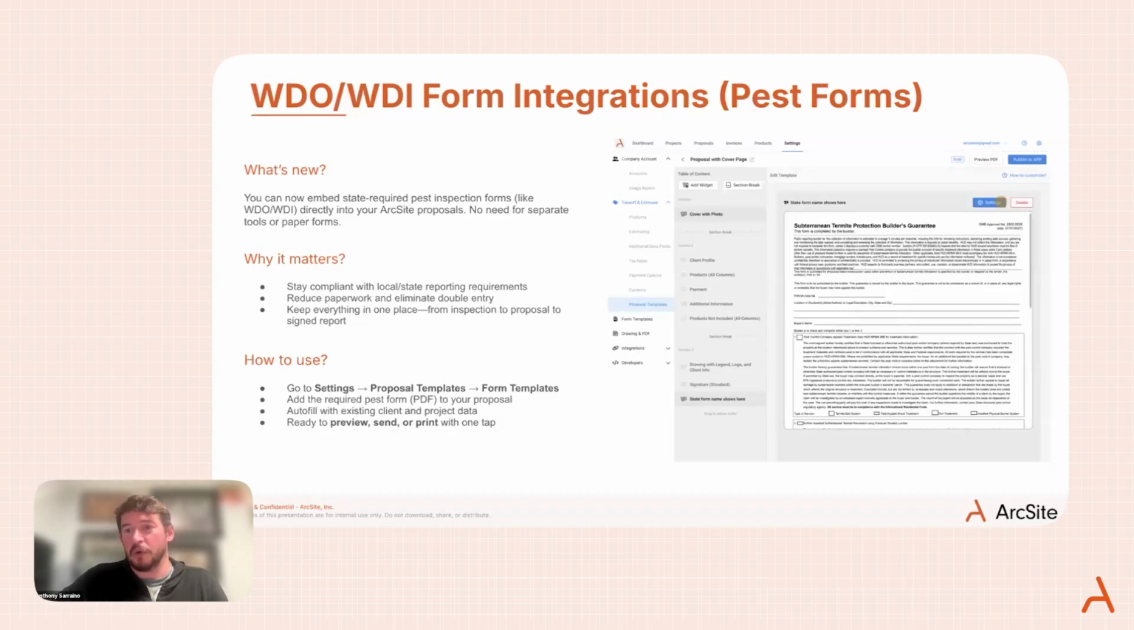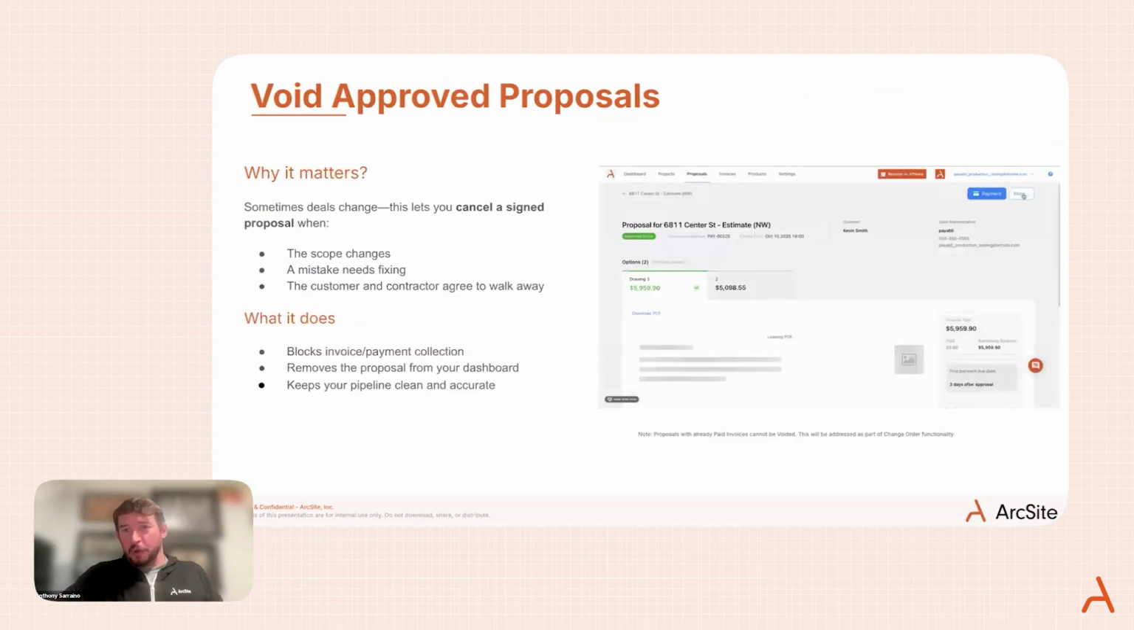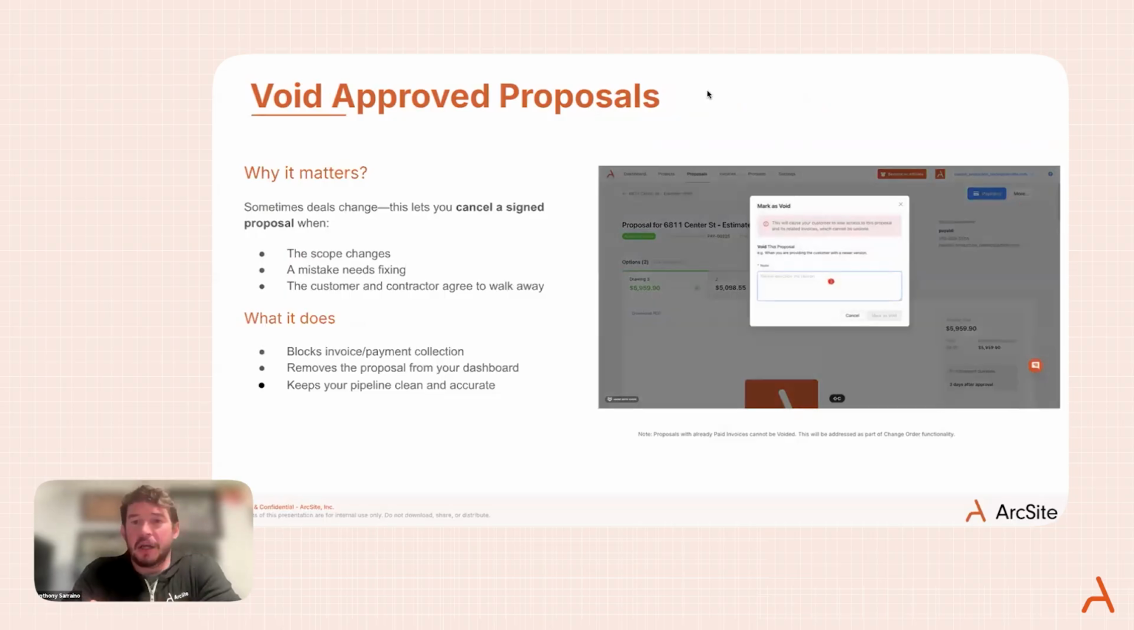So again, if you are a pest pro today, it's really easy to access this. It's going to be in your settings. You're going to head to proposal templates, and inside your form templates, you're going to see the new forms in that space. And then you're just going to associate that with some of your proposal templates, and then you're on your way. So again, just wanted to call this out. I know we might not have a bunch of pest pros on the line today, but if you are, this is just a great enhancement for you to make sure you're compliant and actually make your life a lot easier inside of ArcSite.